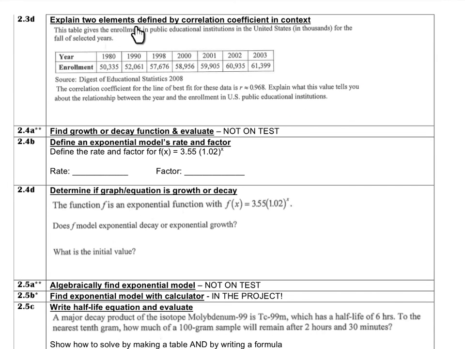2.3d, explain two elements defined by correlation coefficient in context. Again, we're back to our public education enrollment by various years example here. It says here the correlation coefficient for the line of best fit for this data came back at approximately 0.968. Explain what this value tells you about the relationship between the year and the enrollment.